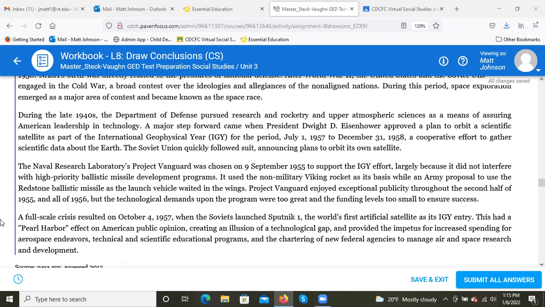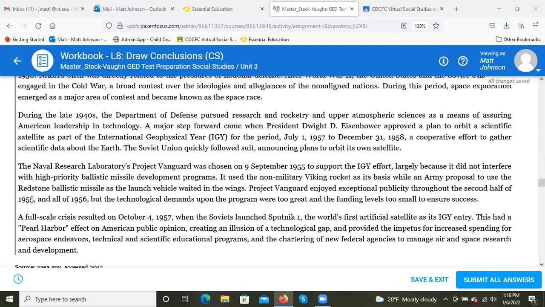The Naval Research Laboratories' Project Vanguard was chosen on September 9th, 1955 to support the IGY effort, largely because it did not interfere with high-priority ballistic missile development programs. It used the non-military Viking rocket as its basis, while an Army proposal to use the Redstone ballistic missile as the launch vehicle waited in the wings. Project Vanguard enjoyed exceptional publicity throughout the second half of 1955 and all of 1956, but the technological demands upon the program were too great and the funding levels too small to ensure success. All right. Now I'm going to hit the last one here.